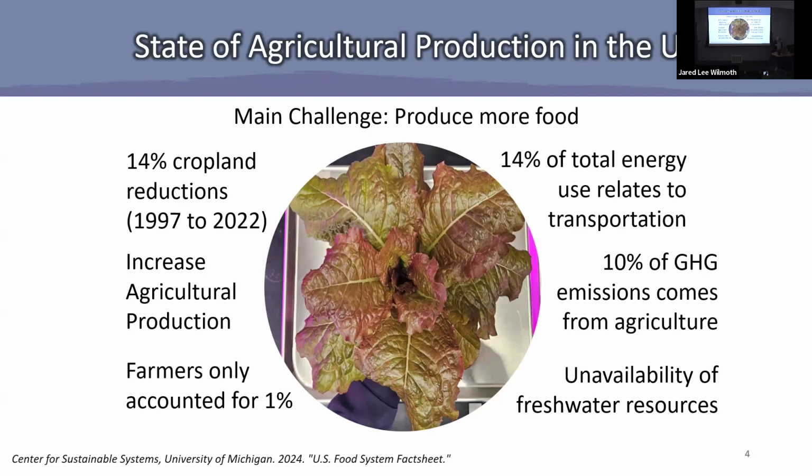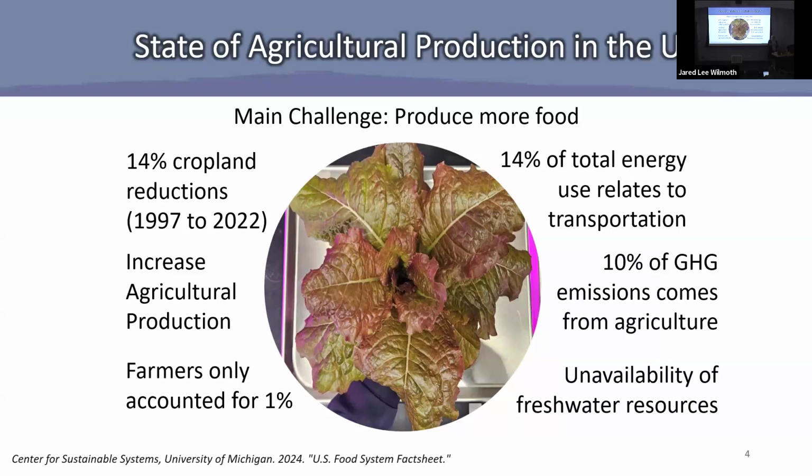Okay, so first, I would like to go over the state of agriculture production in the United States. So the main challenge that we face is we need to produce more food to keep up with the growing population. But that's all to keep in mind when we've seen a 14% reduction in cropland. We need to increase agricultural production, but our rural farmer labor force is actually decreasing, and in 2022, it only accounted for 1% of the population.